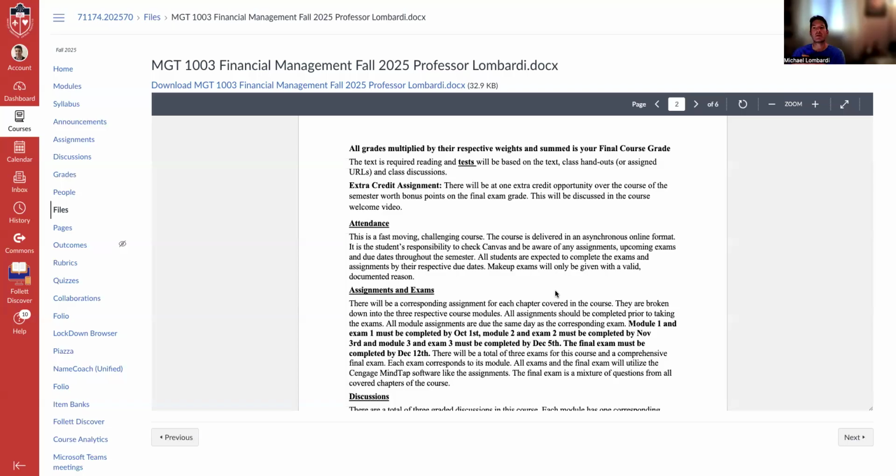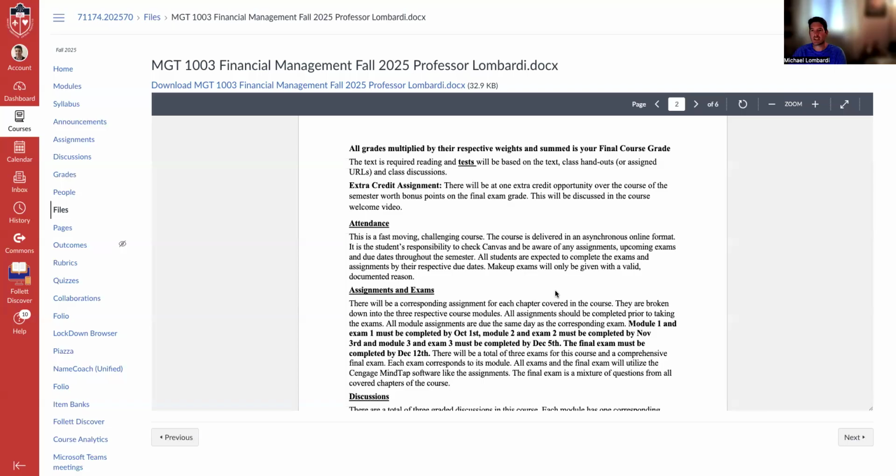There's an extra credit assignment, and that's going to be due with the final exam. It will add bonus points onto your final exam grade. It will be hosted through the same Cengage software. Whatever score you get on it will add bonus percentage points on your final exam grade.